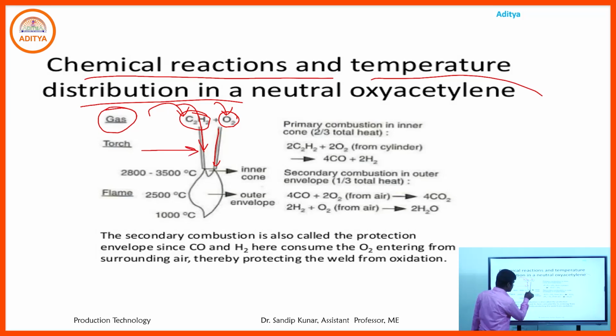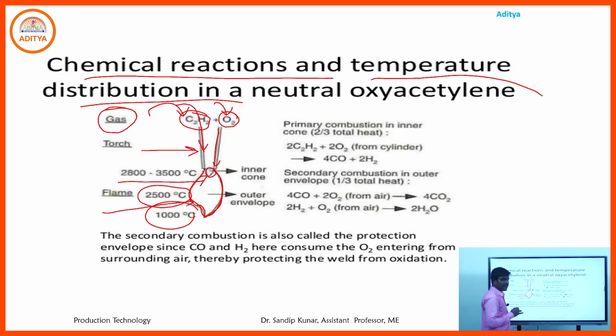Here is the inner cone, and here is the outer envelope. In the inner cone, 2800 to 3500 degrees centigrade of heat is generated. In the outer envelope, the middle zone reaches about 2500 degrees centigrade, and at the end of the outer envelope about 1000 degrees centigrade is generated. That part is the flame.